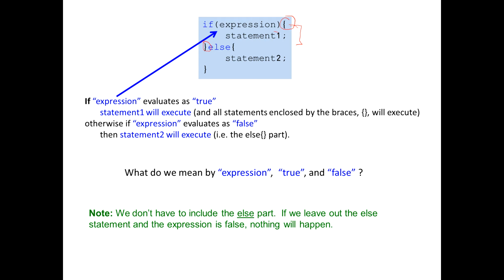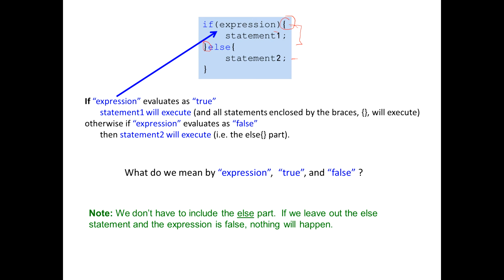But the point is, if the expression is true, statement 1 will execute. If the statement is false, then statement 2 will execute. So if it's false, then statement 2 executes. So here, by setting up the expression, and whether or not it evaluates to true or false, we can control which code will run.